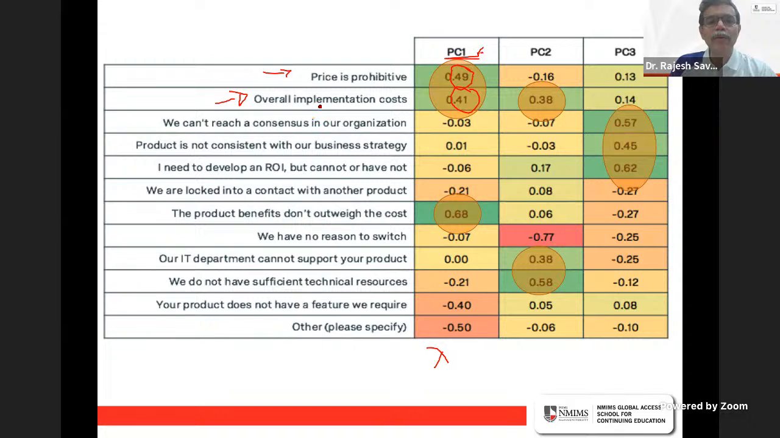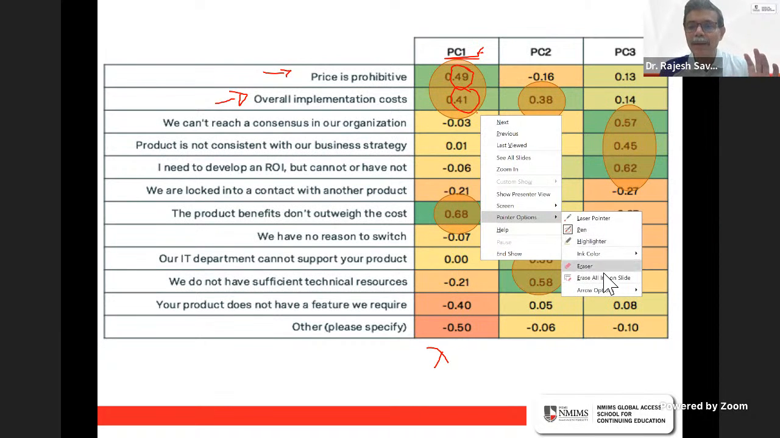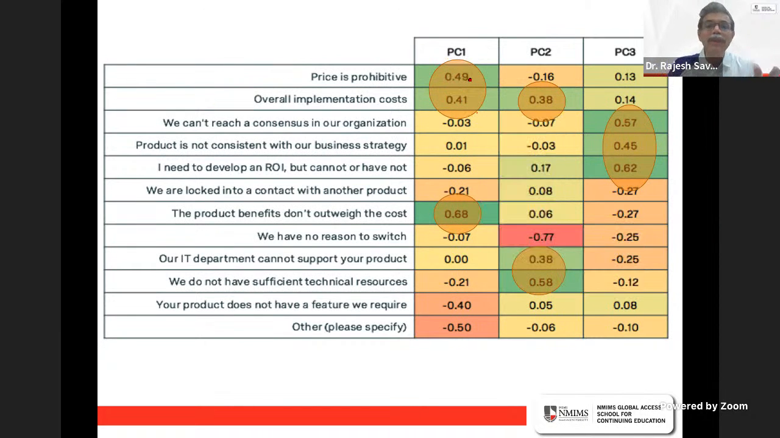So price is prohibitive, overall implementation cost. To begin with, just assume these. I'll come to what lambda is, or what factor loading is all about. I will explain it to you. For now, just like you memorize by rote, memorize it for the next 10 minutes.